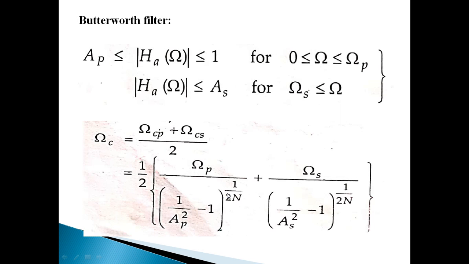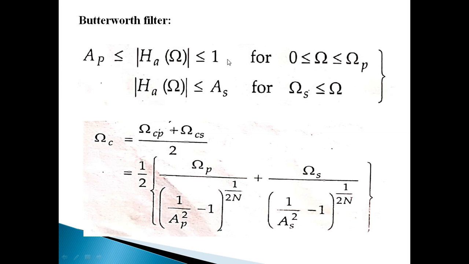Next, let's see how to solve the problems based on the Butterworth filter. So in the Butterworth filter, this is the requirement they should give. First, they should give a transfer function. The transfer function must range, if omega is greater than or equal to 0 and less than or equal to omega p, this is a pass band, right?